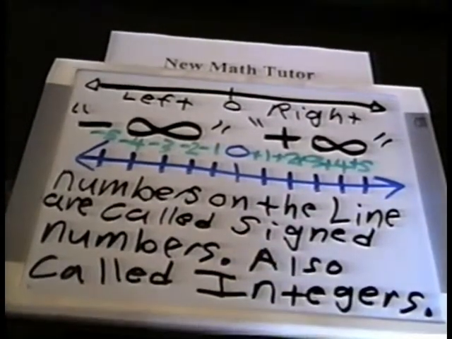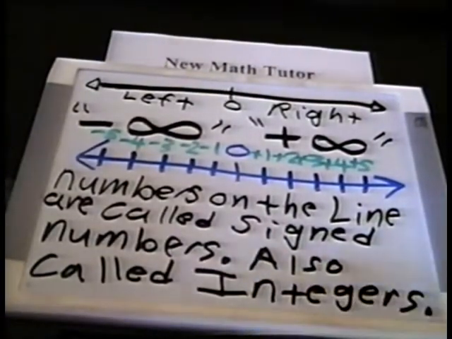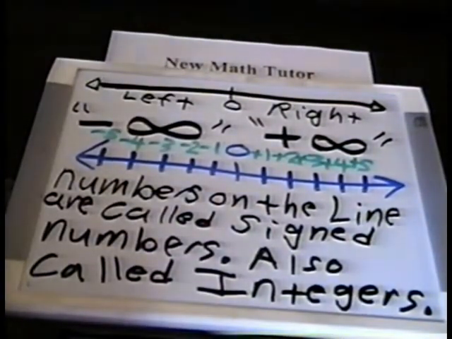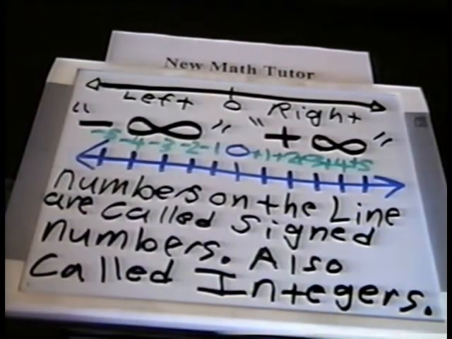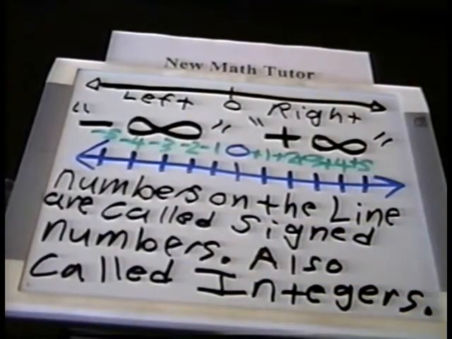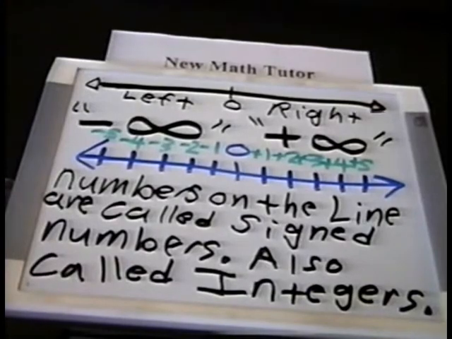So as we discussed natural numbers, we discussed whole numbers. I mentioned decimals and fractions, and these are integers. Now we're going to go into some addition with these integers.